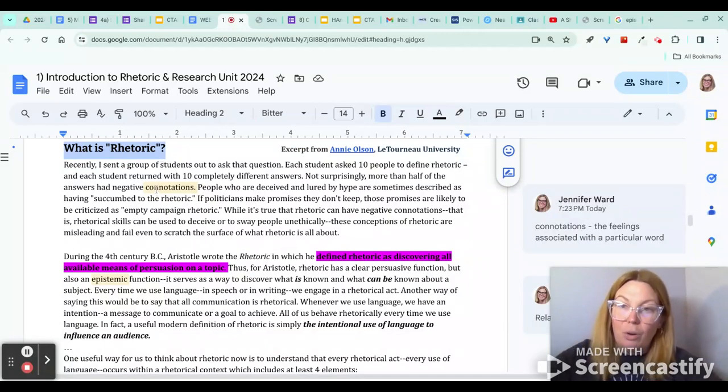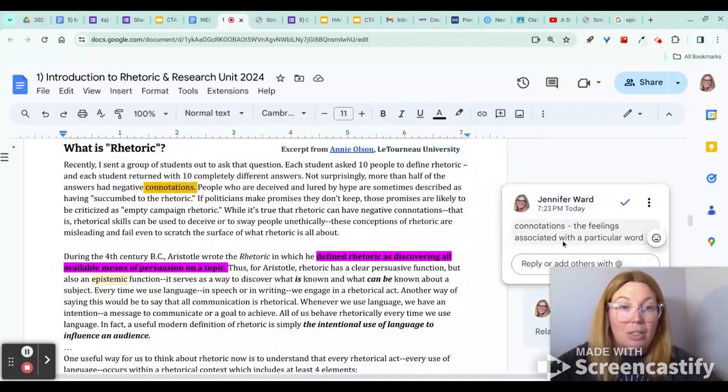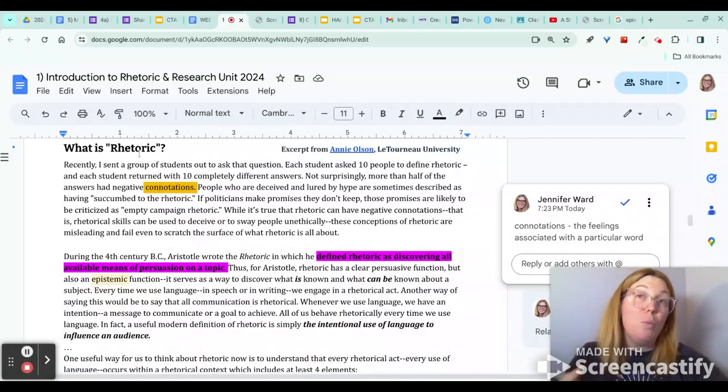So you can see I've actually already gone and defined connotations in the margin here. Connotations is definitely one of those words that you've probably heard, and we're going to be using quite a bit as we're going through and talking about rhetoric. So words have their dictionary definitions, which we call denotations, but they also have connotations, which are the feelings that we tend to associate with a word. And in this case, she's saying that people have oftentimes negative connotations or negative feelings about that word rhetoric.